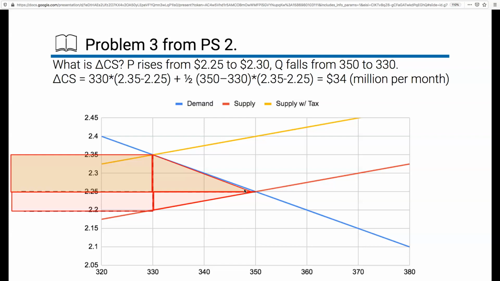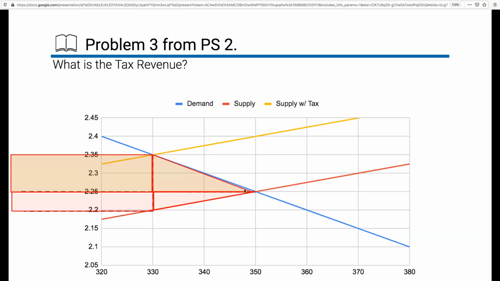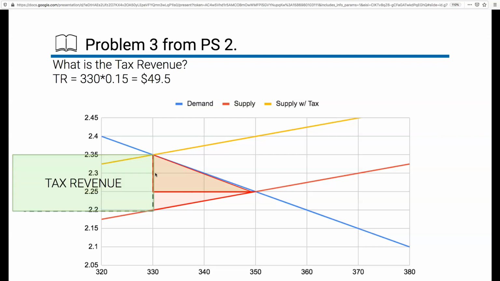The next question that I'd like to ask is, how much does the government get in tax revenues in this situation? What is the tax revenue? Well, take the after-tax quantity, that is 330, multiplied by the amount of per unit tax, and you'll get the tax revenue. So that's 330 times 0.15. Take a pause, do the calculation. You should get 49.5 million. And the tax revenue corresponds to the whole rectangle between the consumer price and the producer price, because remember that the height of that rectangle is exactly 15 cents.